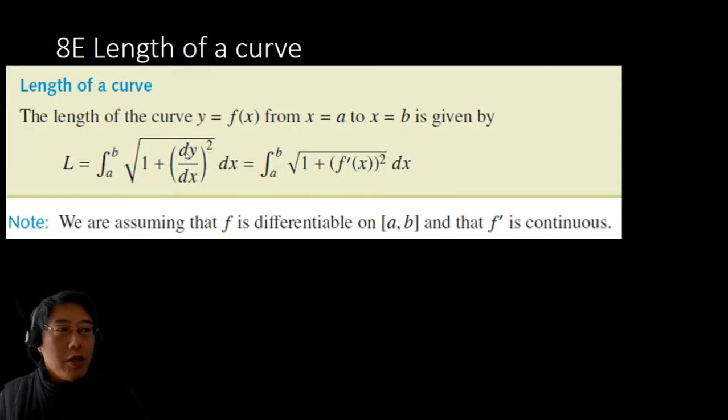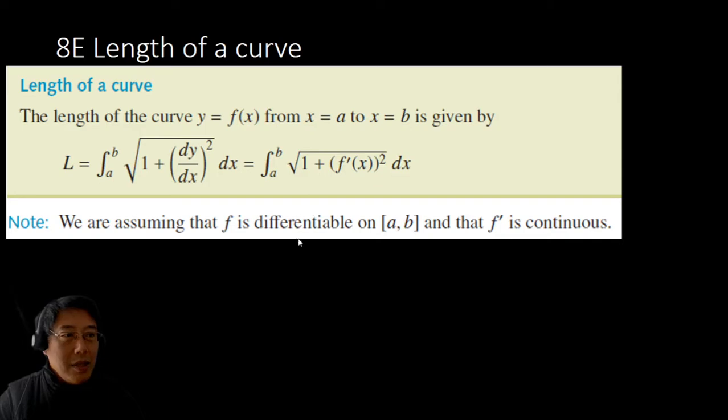So one way to do it is if you know the function, it's a rule given, y in terms of x, and you want to find the length from x equals a to x equals b, you just apply this formula. So this is a formula that you need to know. Somehow that formula is not always on the formula sheet, so it's something that you need to have on the back of your mind.